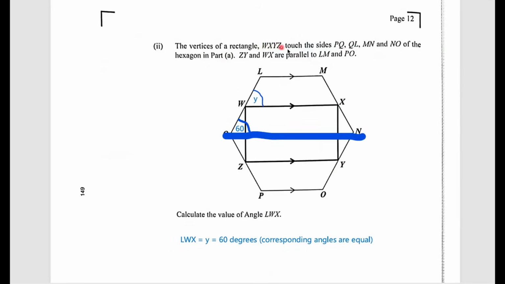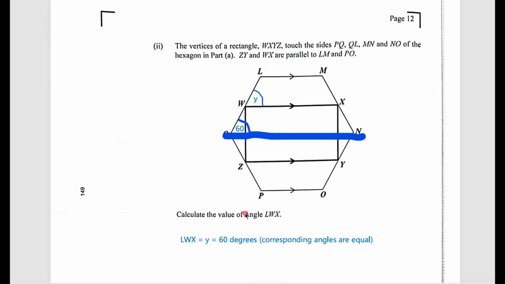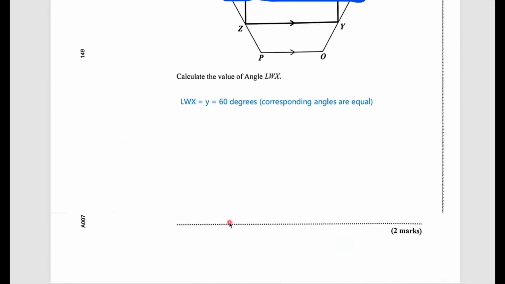Part 2. The vertices of a rectangle, WXYZ, touch the sides PQ, QL, MN and NO of the hexagon. Here is Q, by the way. ZY and WX are parallel to LM and PO, as you can see by the arrows. Calculate the value of the angle LWX. LWX, that's y in other words. What I did is draw this line going across, connecting Q to N. Half of 120, remember we got this as 120, is 60. And y is equal to 60 because of corresponding angles, and we all know corresponding angles are equal. So LWX is 60 degrees.